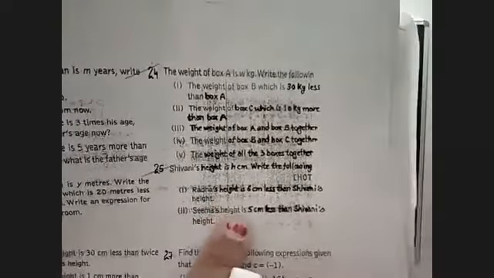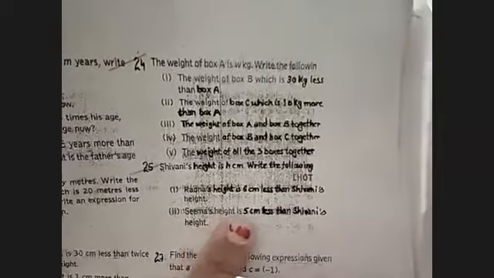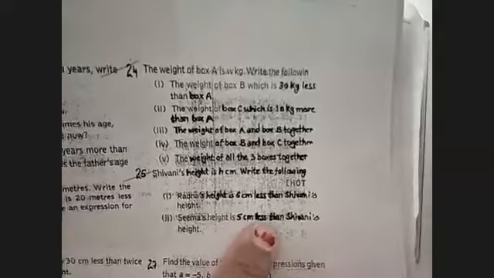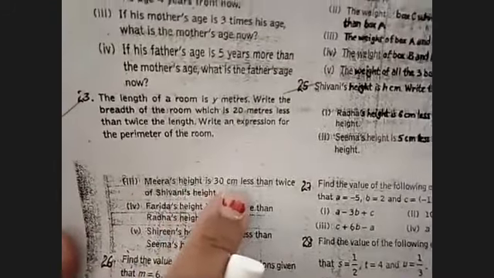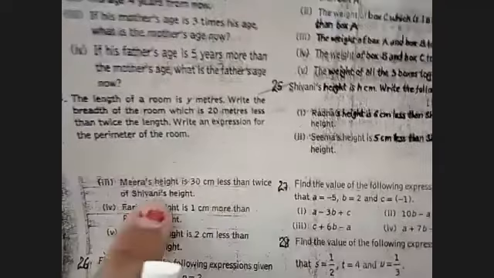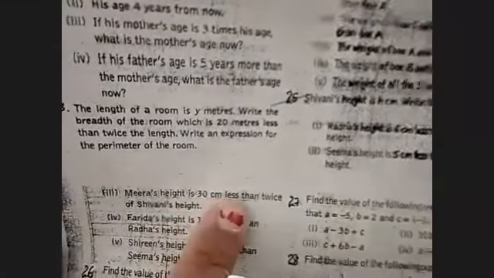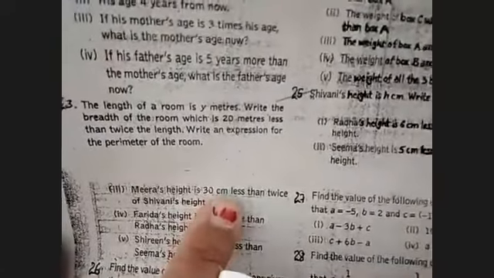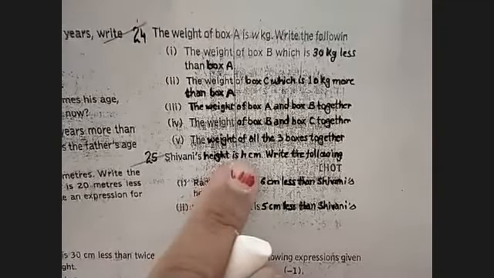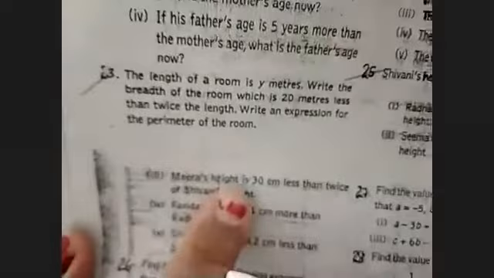Then Seema's height is 5 centimeters less than Shivani's height. So Seema's height will be, again it is 5 centimeters less. That means h minus 5 centimeters. Third part here, Meera's height is 30 centimeters less than twice the Shivani's height. That means we have to subtract 30 from twice the Shivani's height. That means 2 times h, because Shivani's height is h. 2 times h minus 30.